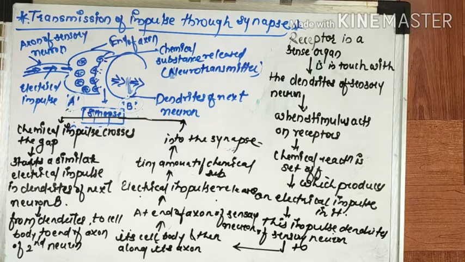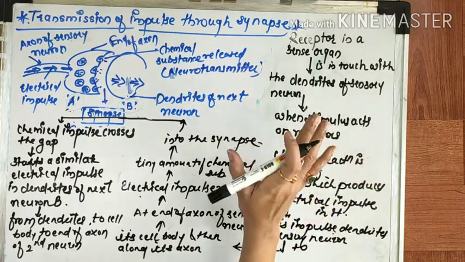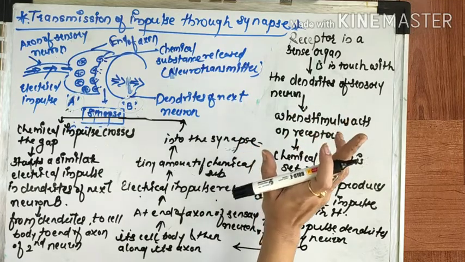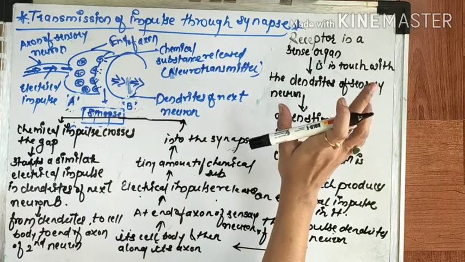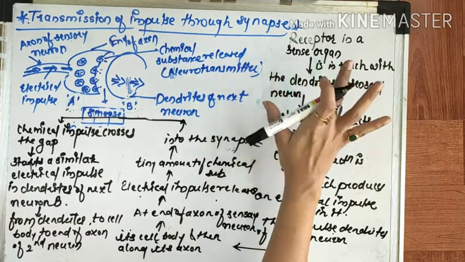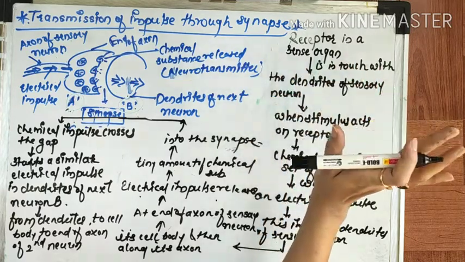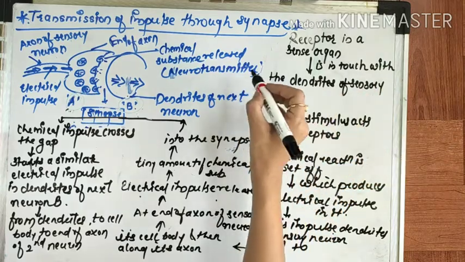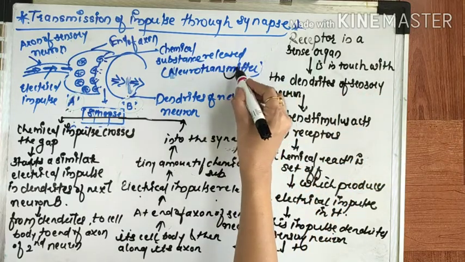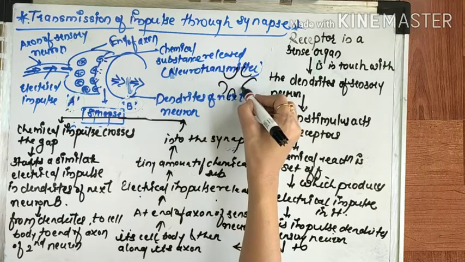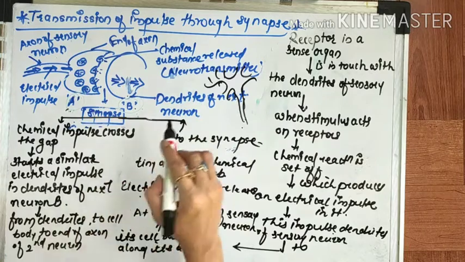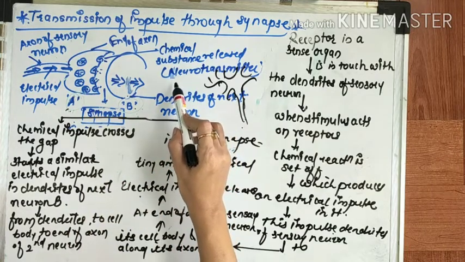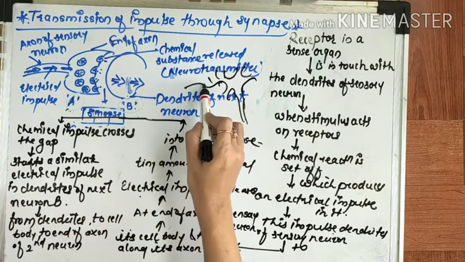Okay, so let's start again. I will explain in short. You know that receptors are present in sense organs, right? And they are in touch with the dendrites of sensory neurons, which I said initially. Here I am drawing one neuron. This is the dendrites. So the receptors in the sense organs are in touch with these dendrites.